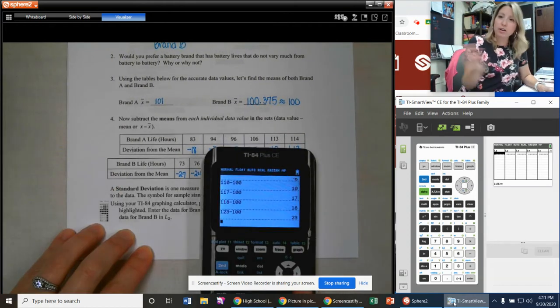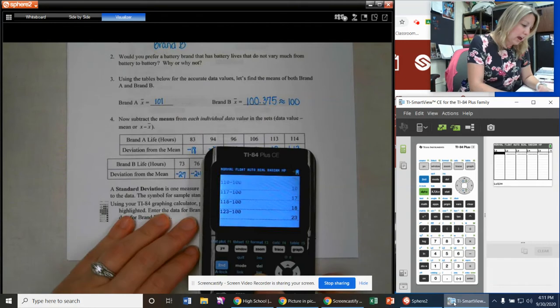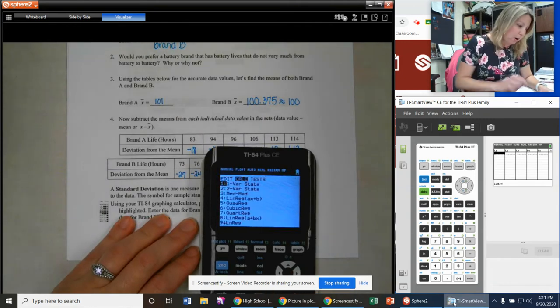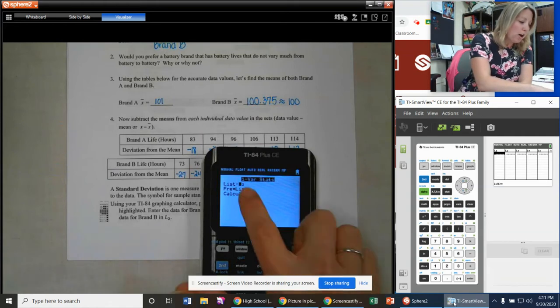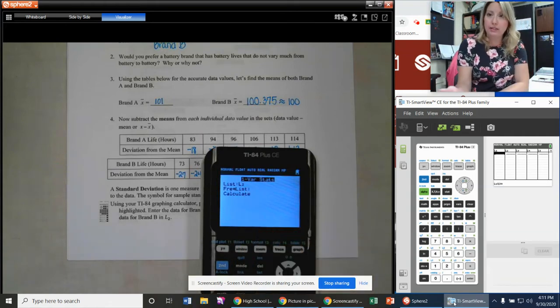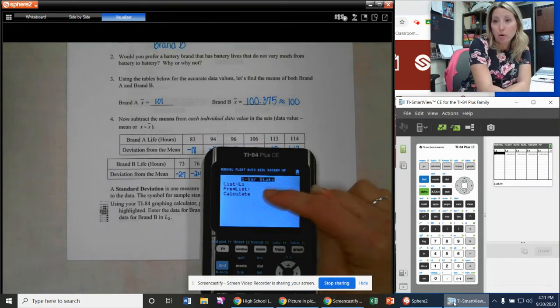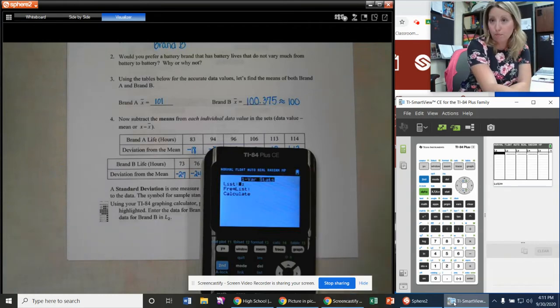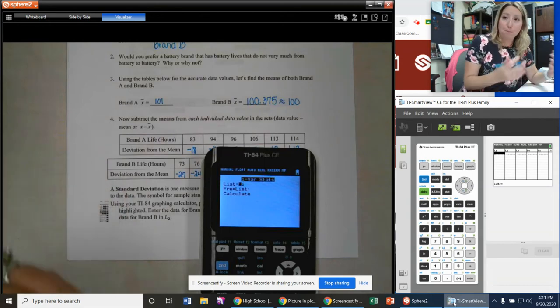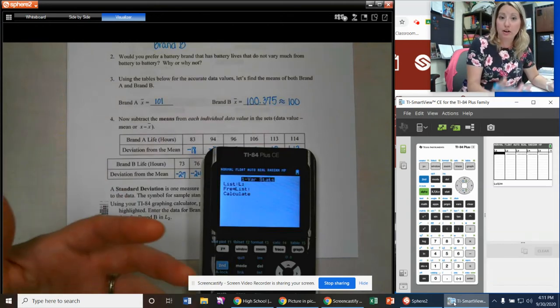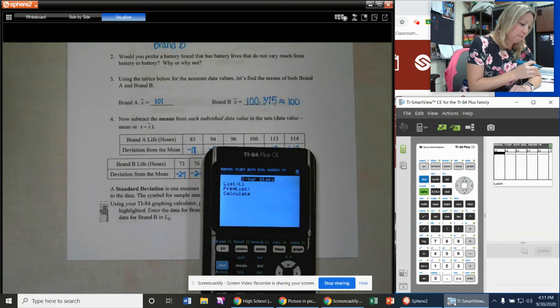All right, we already have the data in, so let's go. Stat, arrow right to calc. We want one var stats, right? Now I want you to take note of this. What is still there from the last time I did one var stats? L2 is still there. So this is brand B's battery information being used for L2. So let's find the standard deviation for brand B because L2 is already there. Let's head down to calculate.